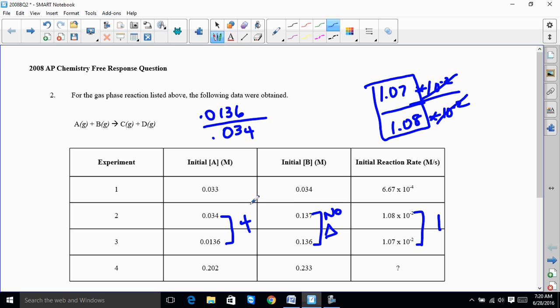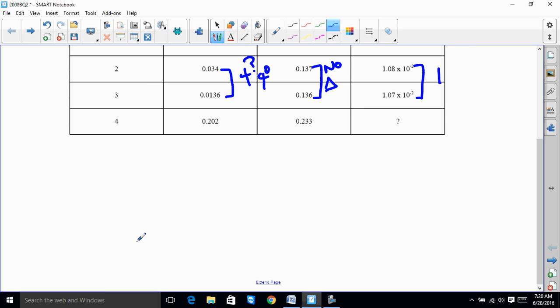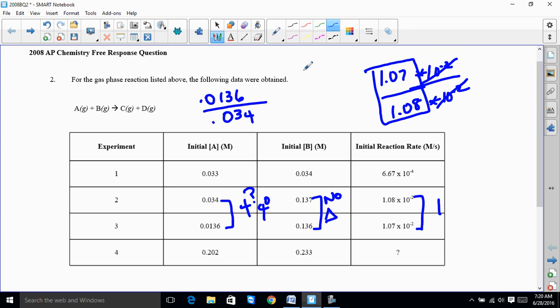And so now this is an interesting question. You made A 4 times more concentrated, you left B alone, and the reaction rate didn't change. It stayed the same. The ratio is 1. And so the question is, 4 to what power gives you 1? Well, 4 to the 0 power equals 1. Sorry, I kind of jumped the gun. The question asks to determine the order of the reaction with respect to A. I'll put that on the next page. But it's 0 order.